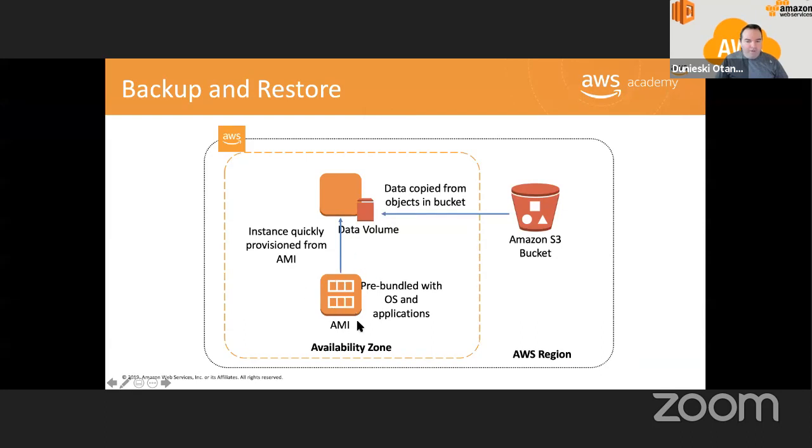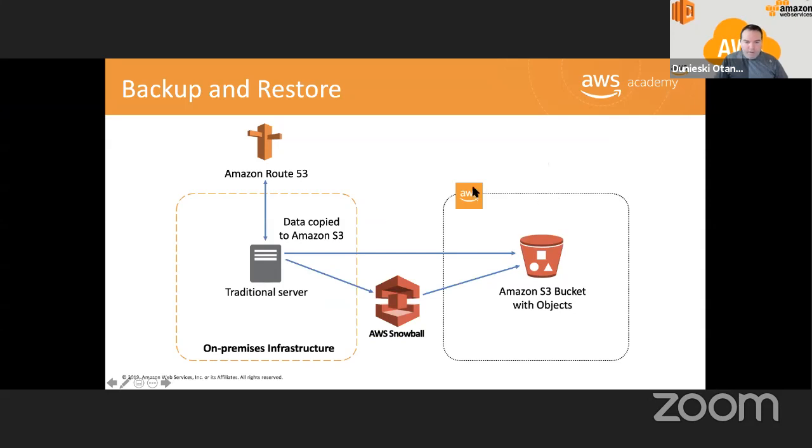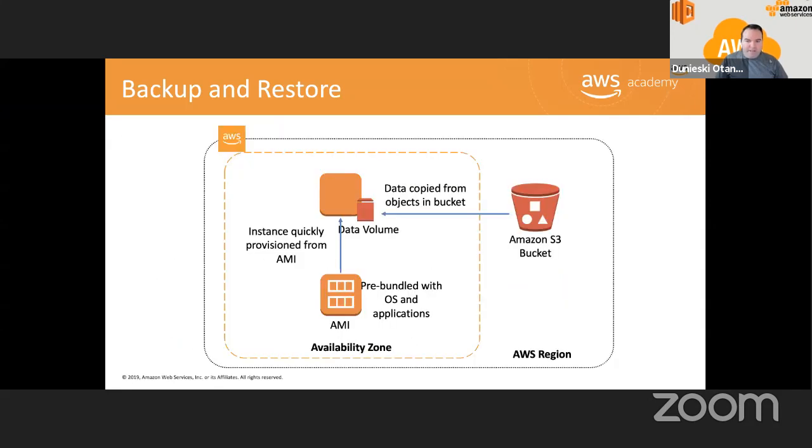You should have that there, right? So the AMI is the one that has the pre-bundle with OS and applications. It has everything that you need to create an instance, right? So the data copy from the object in the bucket, you can use that, using Route 53 to switch. Route 53 is the one that points to different services, different regions, all that. So you will have to make a tweak in the DNS where the services are going to be accessed from.